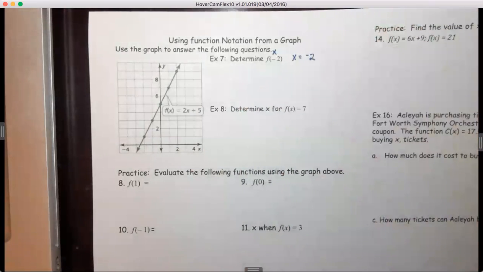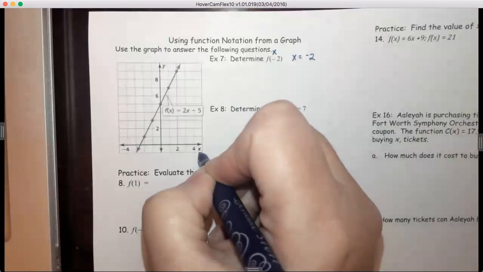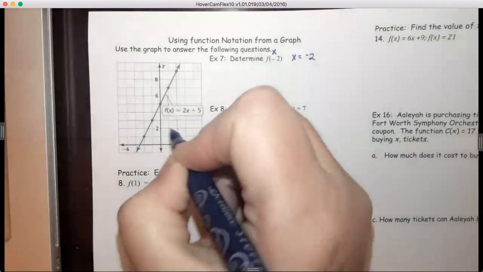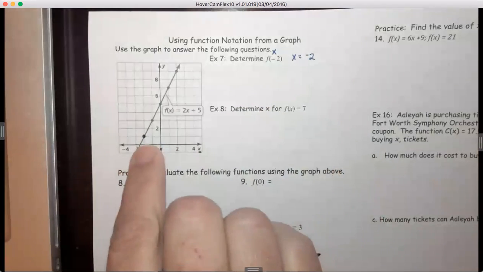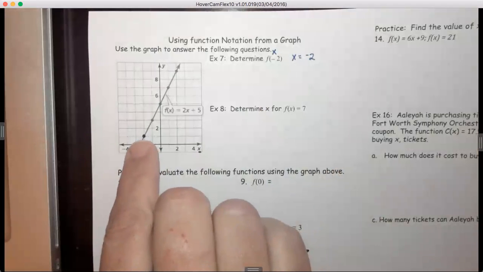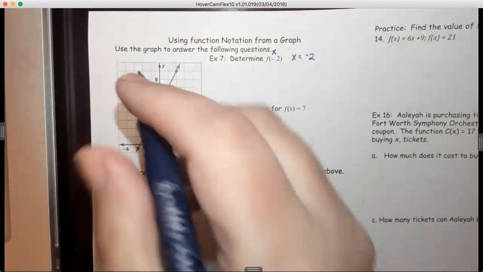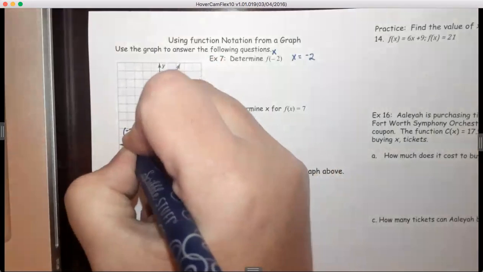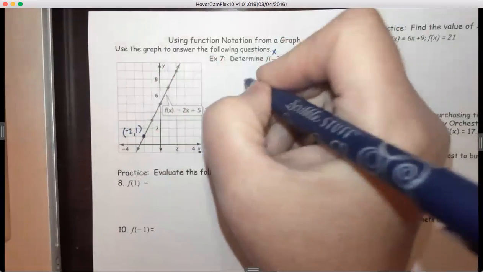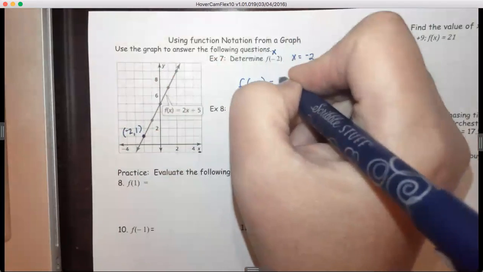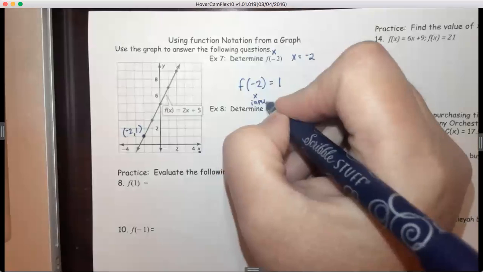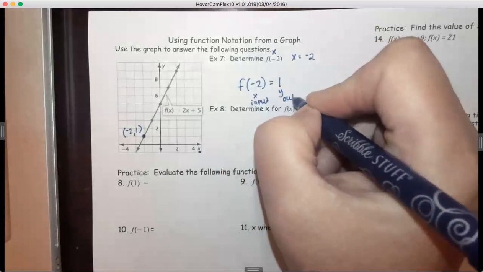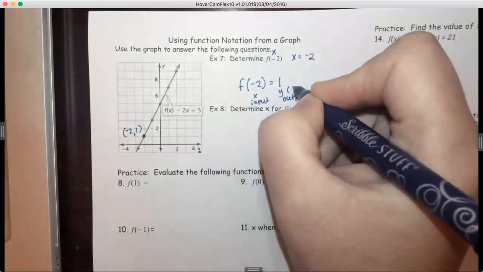So what I'm going to do is go to the x-axis on the graph, and I'm going to go to -2. I'm going to go up until I hit the line. When I hit that line right there, that point is what I want, right? And that point's ordered pair is -2, 1. So the answer to f of -2 equals 1, because we know that this is our x, or our input, and this is our y, or our output. It's also called f of x.